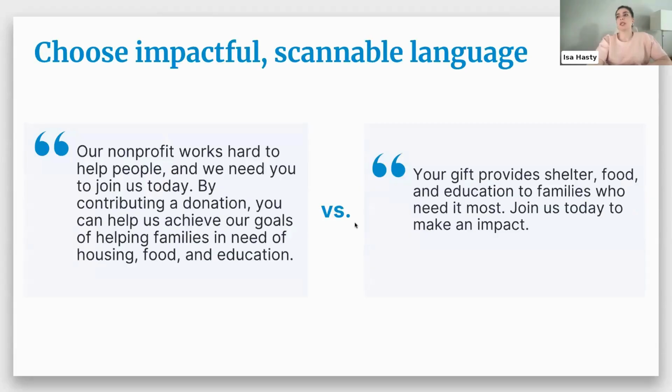Just a couple of examples here. This is obviously a much more long-winded, wordy way of saying the same thing. You can read these for yourselves, but the shorter version is just: your gift provides shelter, food, and education to families who need it most. Join us today to make an impact. That's all you're really trying to say. This is a lot of text, and this isn't even that long, right? But when you compare them, you don't need to say all this if you can just say this. Trying to apply this logic to all of the paragraphs in your emails and all of the copy that you're writing can be really helpful.